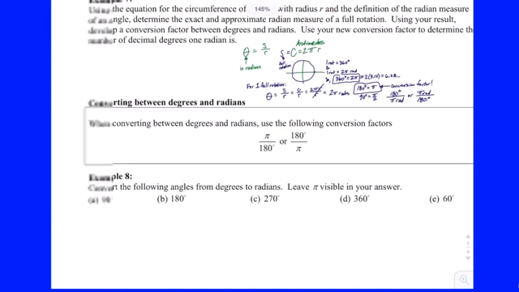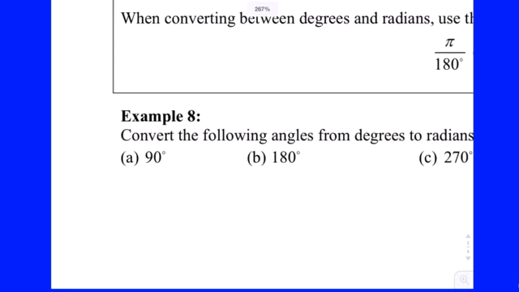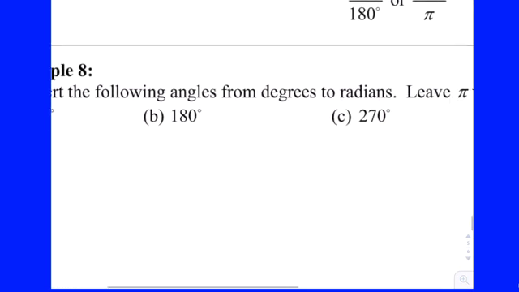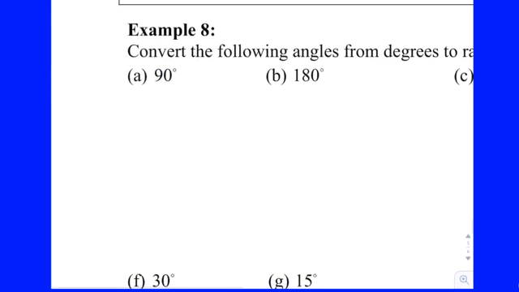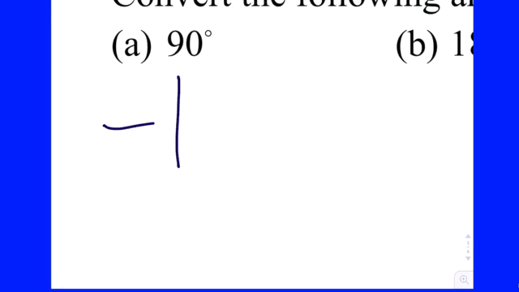Okay, so let's go ahead and do example 8. It says convert the following angles from degrees to radians. Leave pi visible in your answer. Okay, I'm going to draw it first. 90 degrees is right here. Okay, 90 degrees. But I want to know how many radians that is.